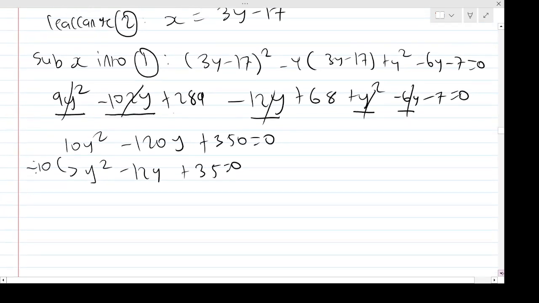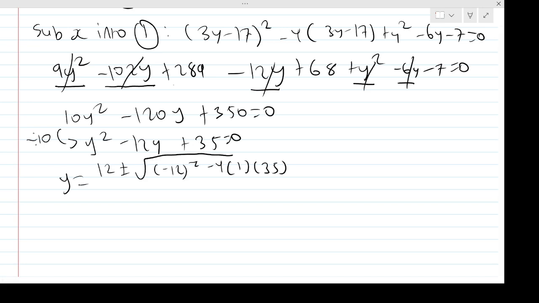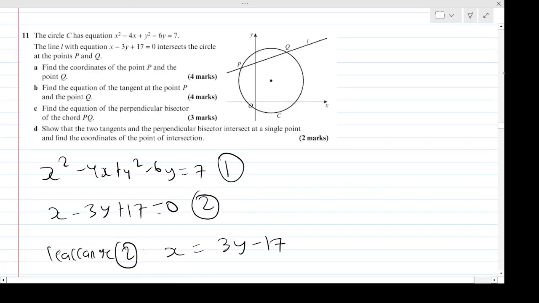Cool, then I can solve this quadratic to then get y would be plus 12 plus or minus the square root of minus 12 all squared minus 4 lots of 1 times 35, over 2a, so that's 2 lots of 1. If I put that in the calculator, y is 7 or y is 5. Okay, fairly nice numbers. Cool. Well, those are my two y values if I solve that equation.